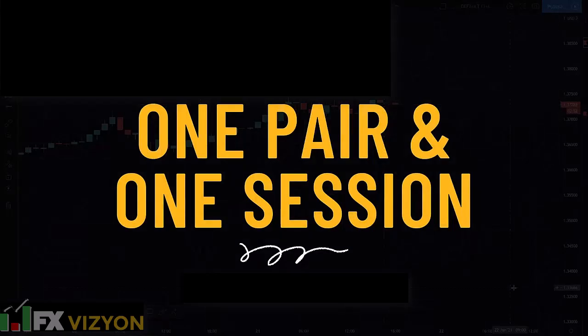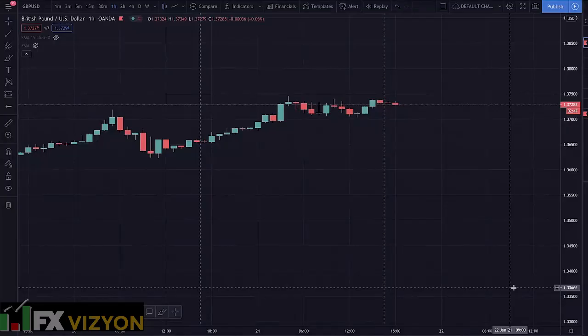One pair and one session. Now, the reason why this is so important to me is because if you can master one pair and master one session, it's easier to just rinse and repeat the same thing on other currency pairs. And so for me, I would recommend that you just get familiar with one pair, familiar with one session. And then as you start to feel how it works and you start to repeat the process, it's going to get easier and easier and easier.